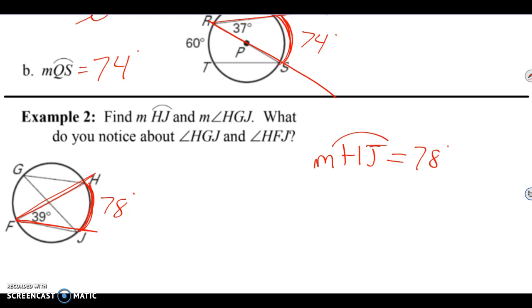We're also finding the measure of angle HGJ. Okay, angle HGJ is this. It is an inscribed angle, but it's intersecting the same arc. So those angles are going to be equal, 39 degrees. What do you notice about these two angles? Well, they're congruent, because they're both inscribed angles and they're both intersecting the same arc.